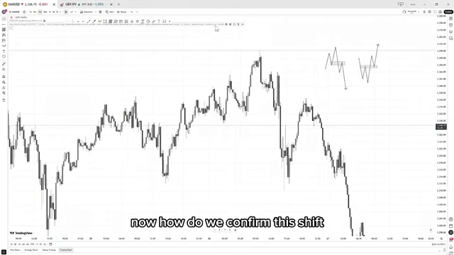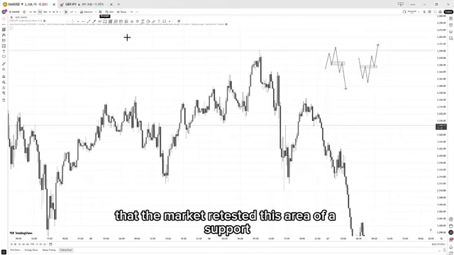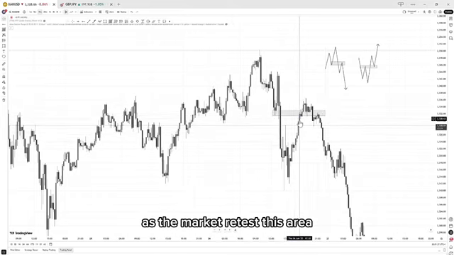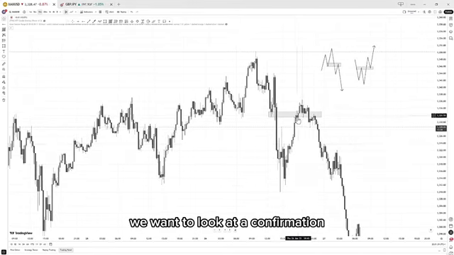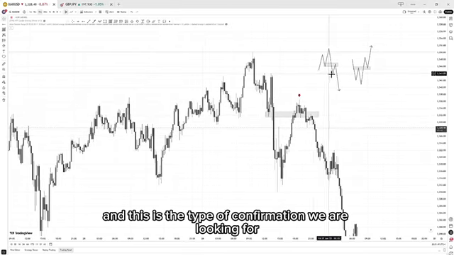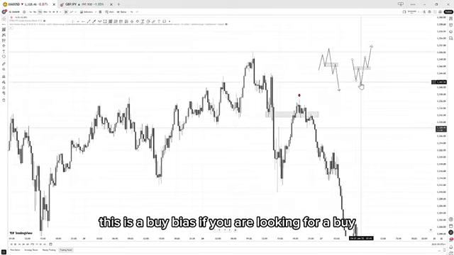Now, how do we confirm this shift? If you see over here that the market retested this area of support that turns resistance. As the market retests this area, we want to look at a confirmation in order for this shift to be valid. We want to look at a confirmation right here. And this is the type of confirmation we are looking for a sell. This is a buy by us if you are looking for a buy.